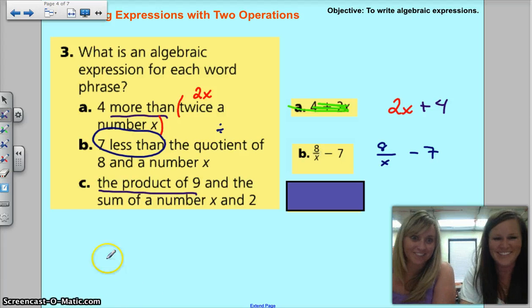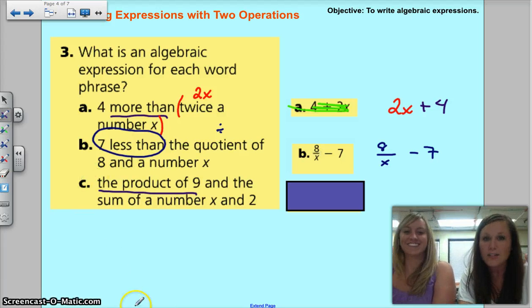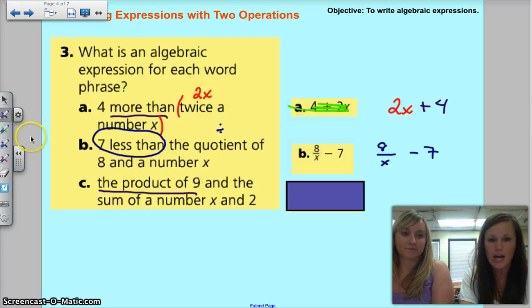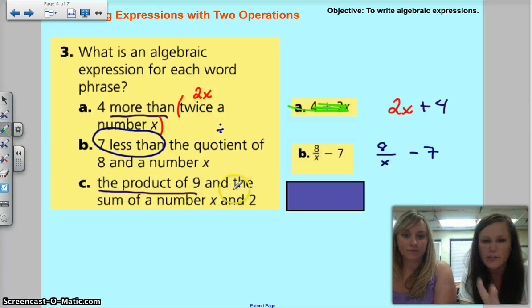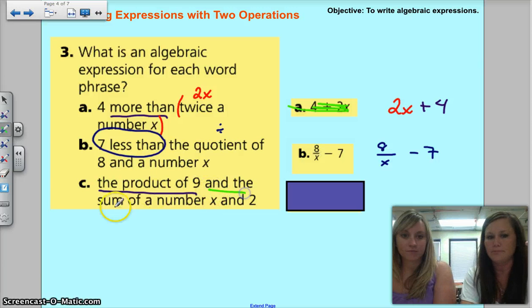It's embarrassing. Product. Okay, product means times, right? So the product of 9 and then a whole bunch of other stuff. So I know I'm doing 9 times something.